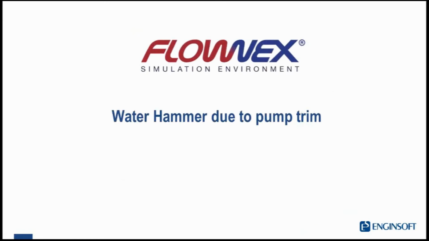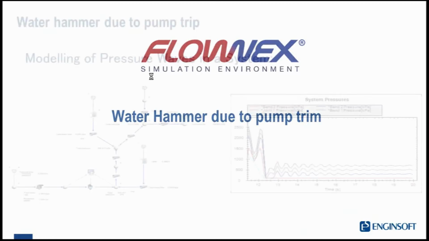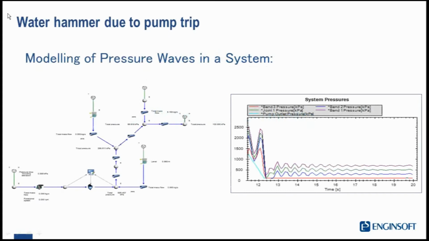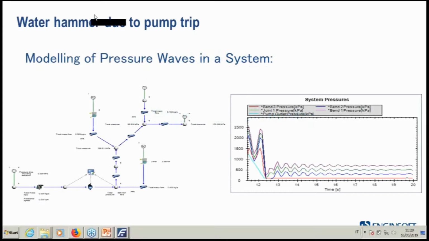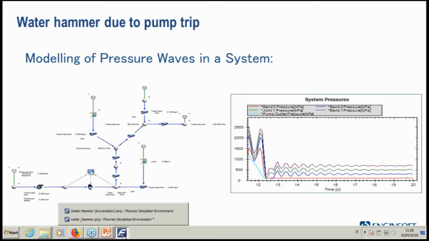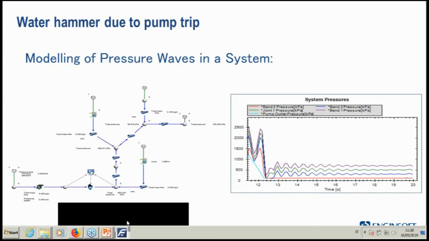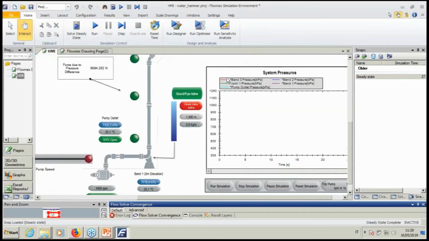So now we will have a look at some detailed examples about the water hammer, especially in the pump trip. This is an example of when you have a pipeline with a pump, with an orifice and all the pipelines and the different tanks to control the overpressure. And I can show you directly with Flownex.